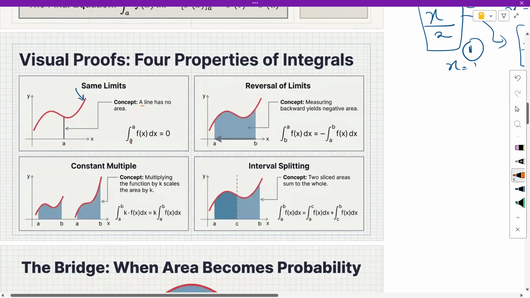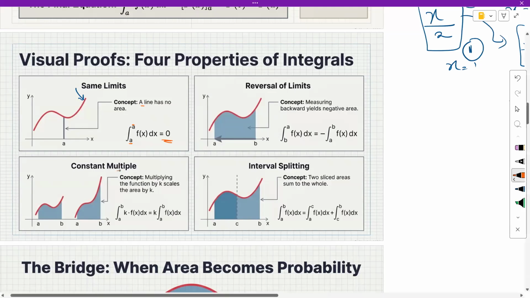Why? Here, upper limit a, lower limit a. Here in one point, this instance in a line, the area equals 0. Area equals 0 because the upper limit and lower limit are both the same. This means there is no space. Without space we can't find area. It's logic.